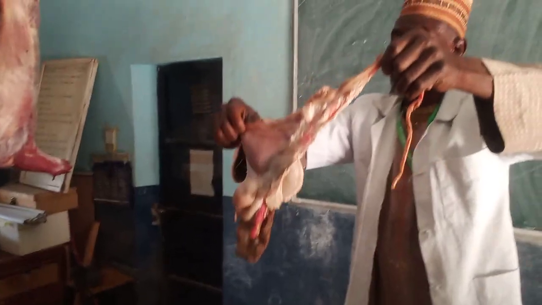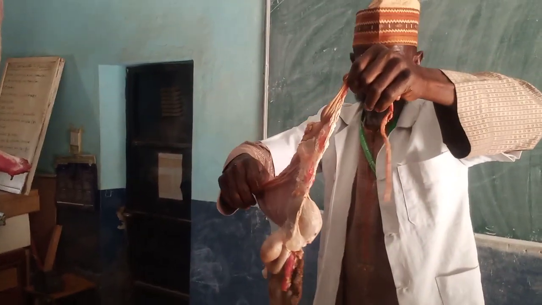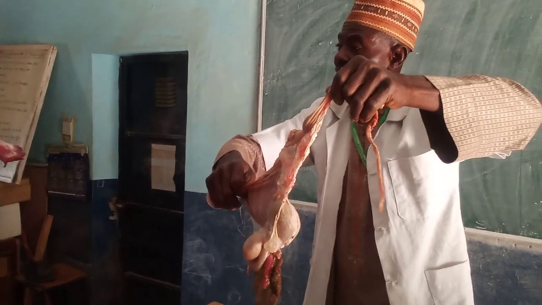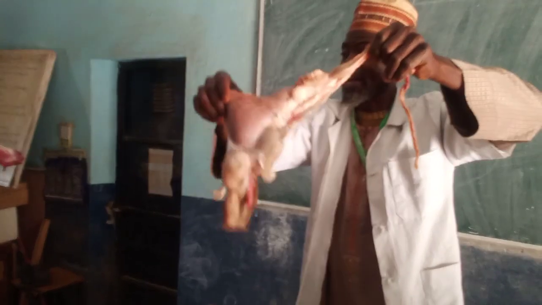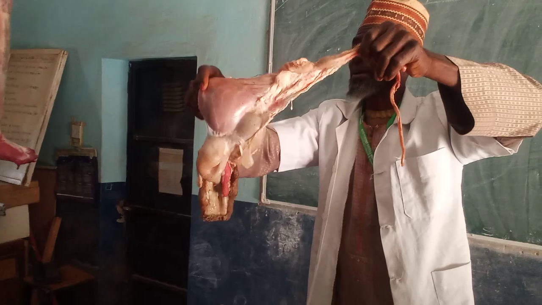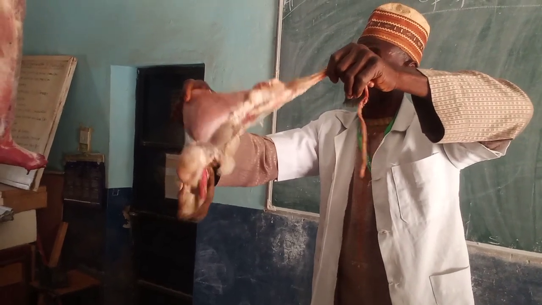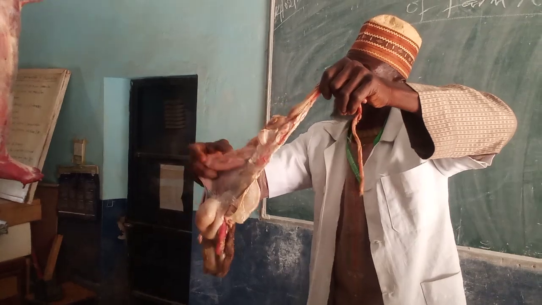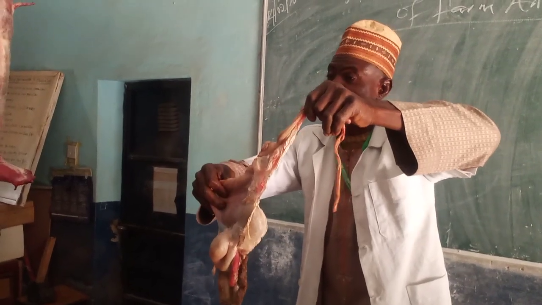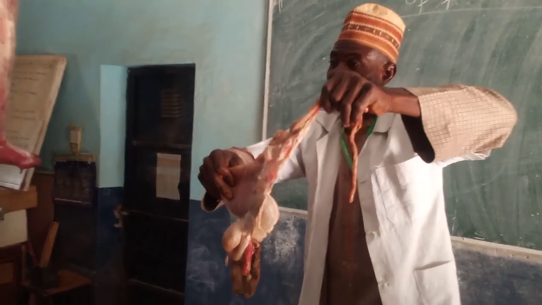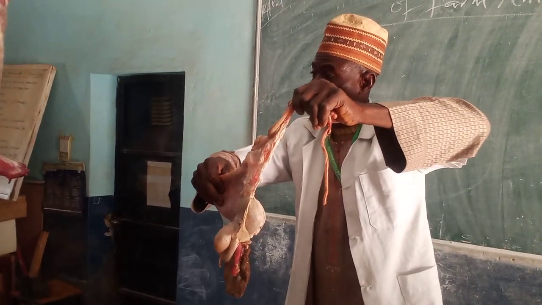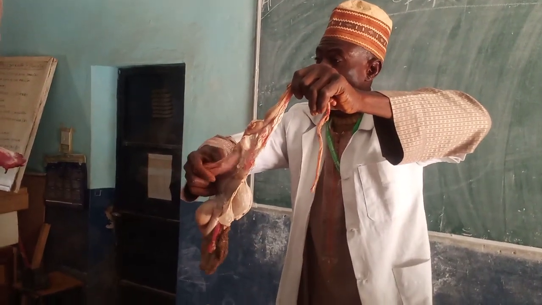So the feed taken by the ruminant, after it has been rechewed and re-swallowed, moves straight to the reticulum. In the reticulum, the feed has not been properly digested. Are you listening? It has not been properly digested. So digestion still continues in the reticulum.